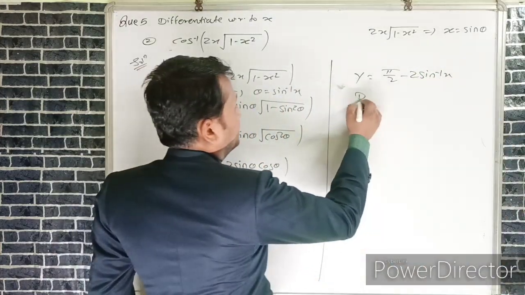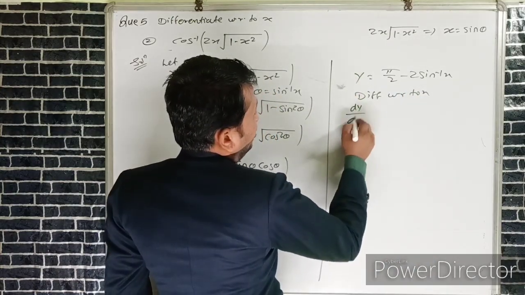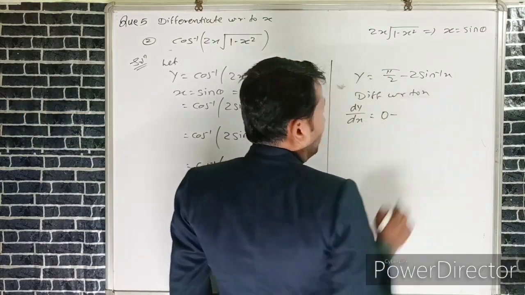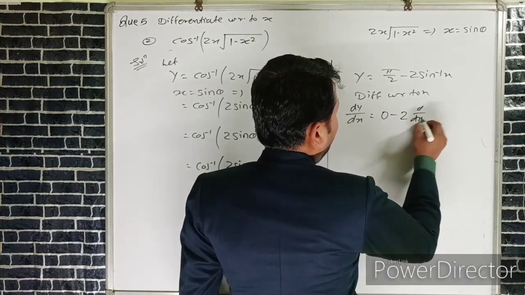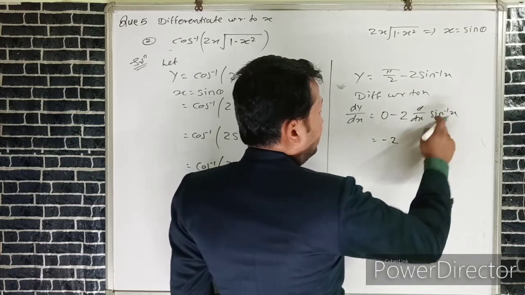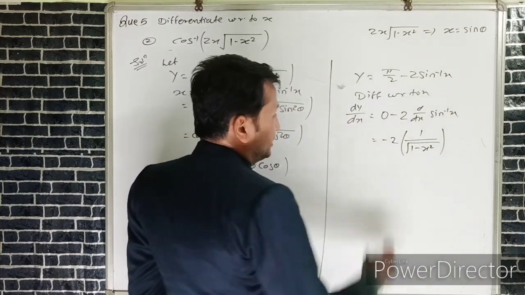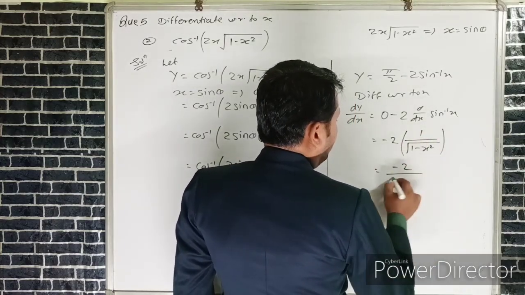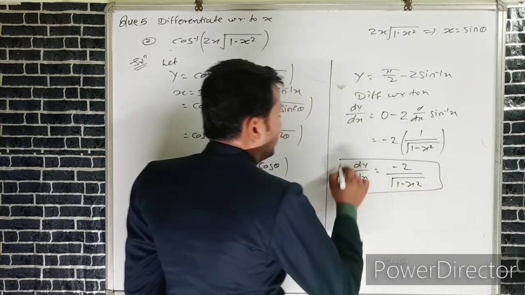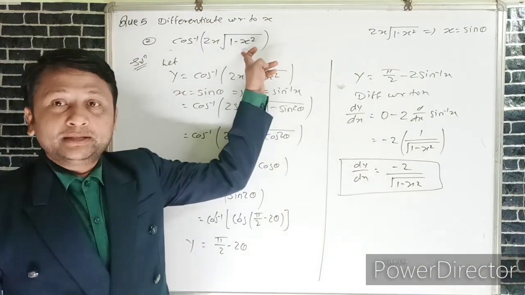Now we can differentiate the given function with respect to x. The derivative of y is dy by dx. Pi by 2 is a constant, hence the derivative of pi by 2 is 0. Again, minus 2 is a constant and we take the derivative of sin inverse x. 0 minus 2 is minus 2 into the derivative of sin inverse x, 1 upon under root of 1 minus x square. Now minus 2 into 1 is minus 2 upon under root of 1 minus x square, which is the required derivative dy upon dx of y, where y is cos inverse of 2x under root of 1 minus x square.